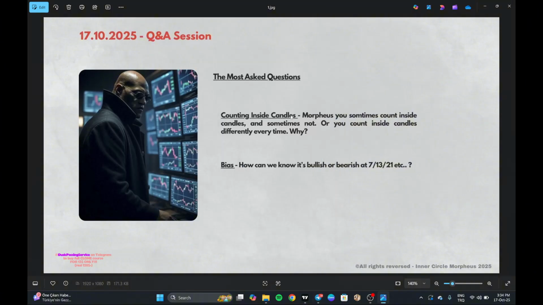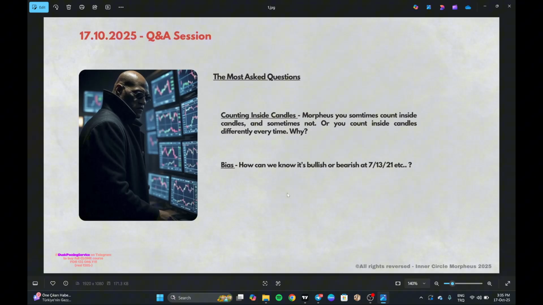So the most asked questions I got in the last couple of weeks: the counting inside candles is the first most asked question, and the second one is about the bias. I can start with the second one because it's a bit easier to explain, and I think it's going to take shorter. Many people have been asking me how we can know it's bullish or bearish at specific timings when we're counting the candles.